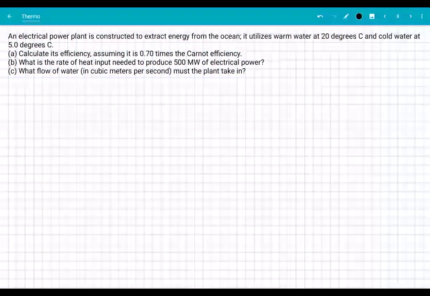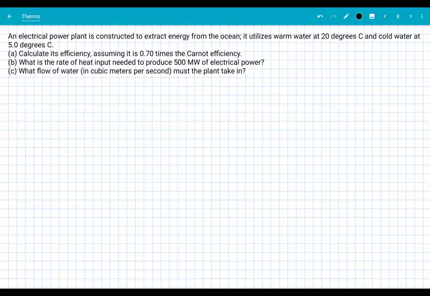So the idea here would be someone saying, hey, let's leverage that temperature difference and use it as a heat engine and be able to create electrical power from that. So we're going to have a look at that. First of all, the first question asks us for its efficiency, and then the all-important, assuming it is 0.7 times the Carnot efficiency, or 70% of the Carnot efficiency.